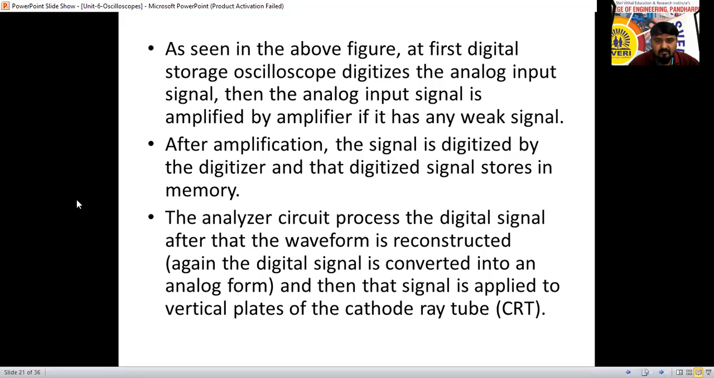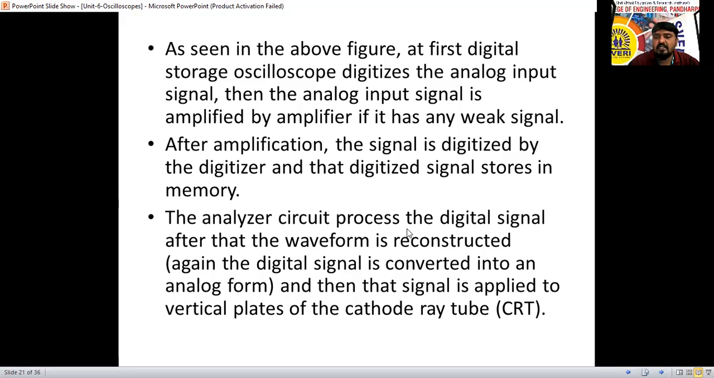I have already given an example of the amplifier. If the signal is weak, then we are going to amplify it. Otherwise, we give it as it is. After amplification, the signal is digitized by the digitizer and it is going to be stored in the memory circuit.